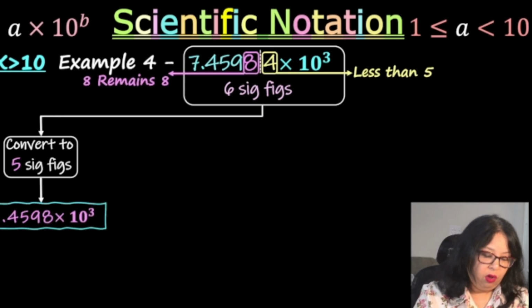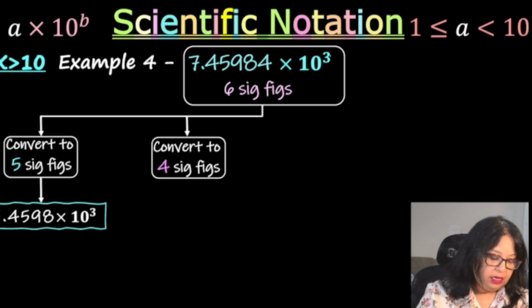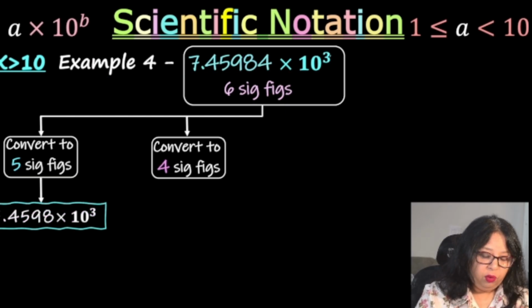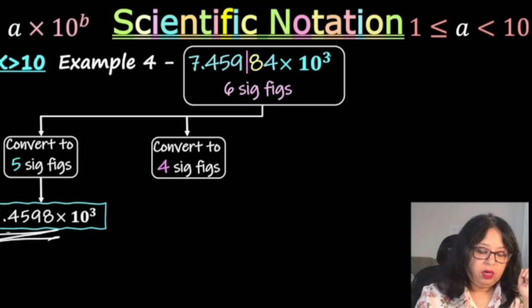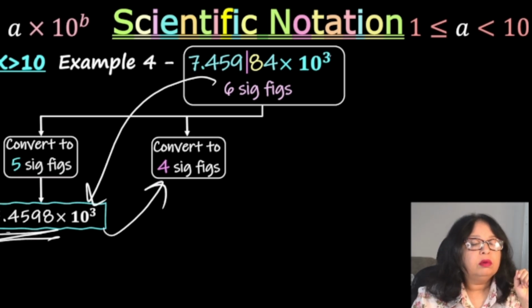So there you go. The answer is 7.4598 times 10 to the power 3. Next, we are going to round it off to 4 sig figs, the original number. Now, please do not begin with this number. Do not go from here to here and then from here to here. That can give you a wrong answer. May or may not. In this case, it won't, but it can.